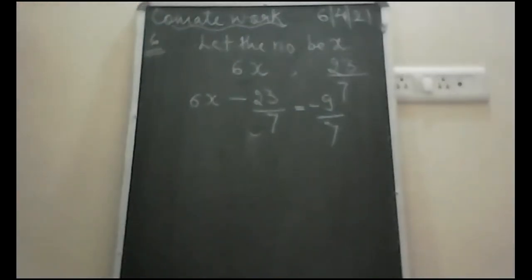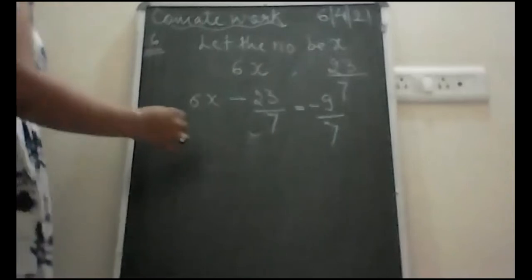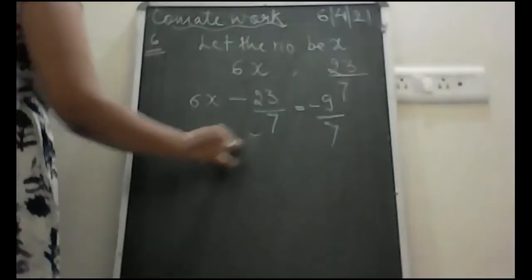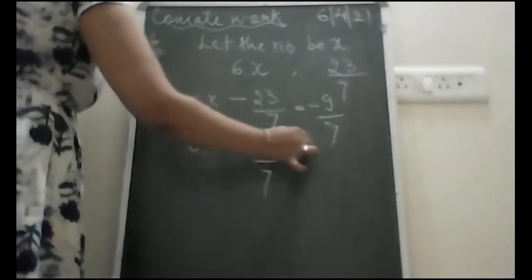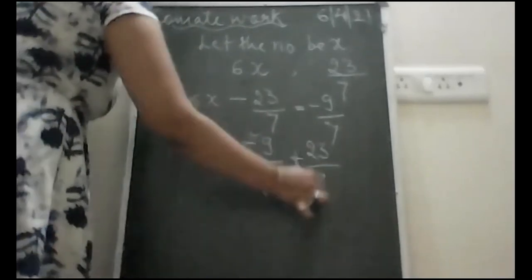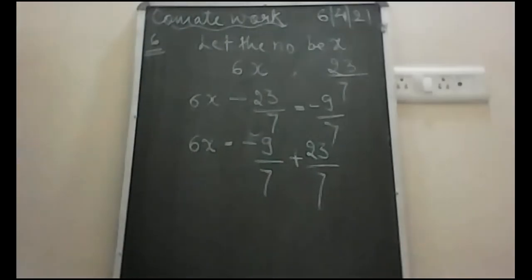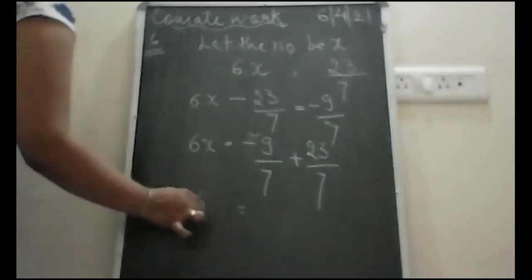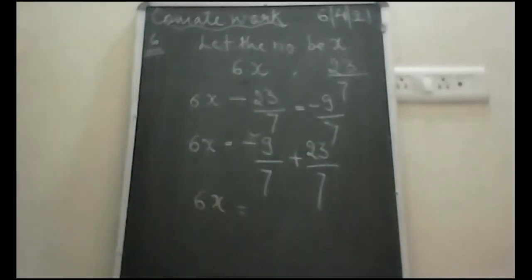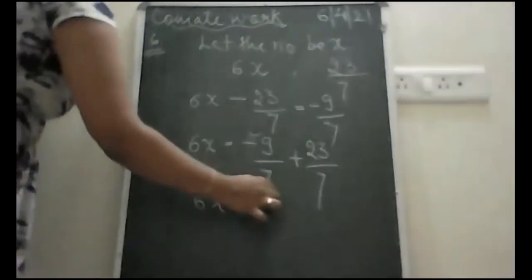We have taken this one now. Just you need to transfer over here. It will give you 6x. This will give you minus 9 by 7 plus 23 by 7. As you do the transfer, this is what will come. Now 23 में से 9. How much will you get it? Out of 23, when you subtract 9, what will you get, students? Tell me. 14. Correct. So you will get 14.